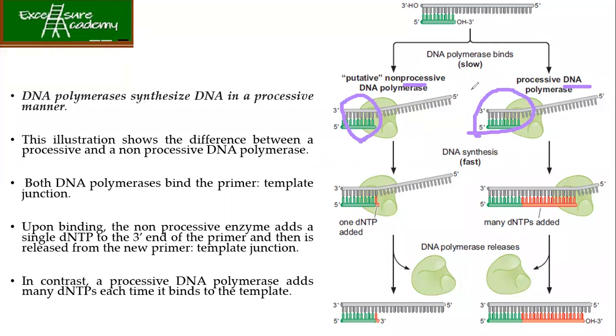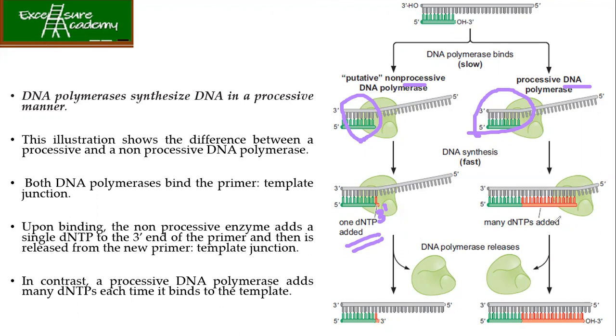Now upon binding, the non-processive enzyme will add single. आप देख सकते हैं यहाँ पे mention किया हुआ है कि one dNTP ही add कर रहा है, right? To the 3' end. Okay, तो ये 5' हुआ, तो ये 3' end हुआ आपका, ठीक है. Whereas when you see the case of the processive DNA polymerase, what you can see is it can add many dNTPs together at the same time, ठीक है.